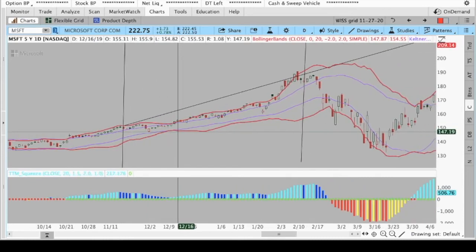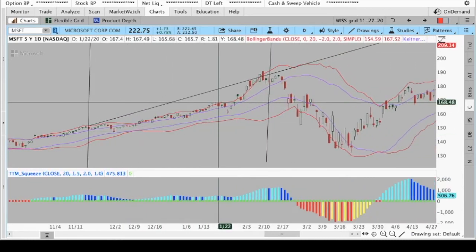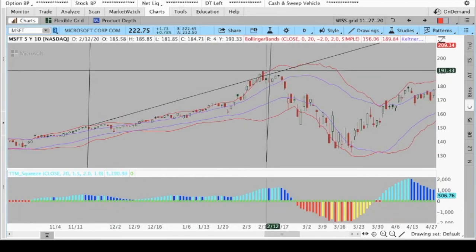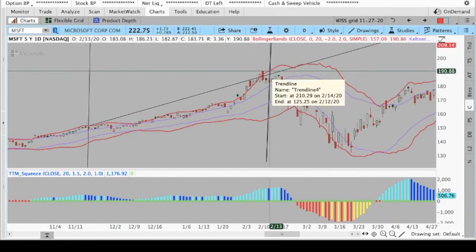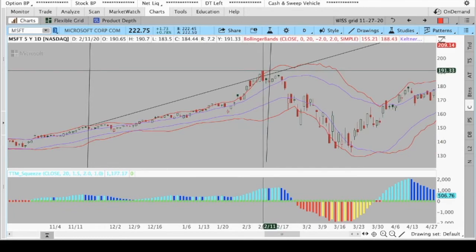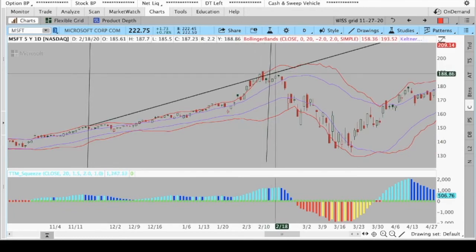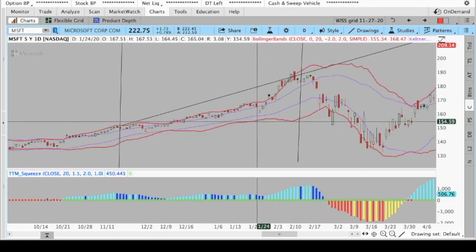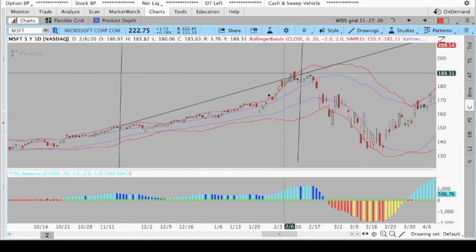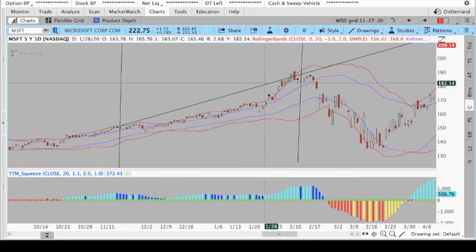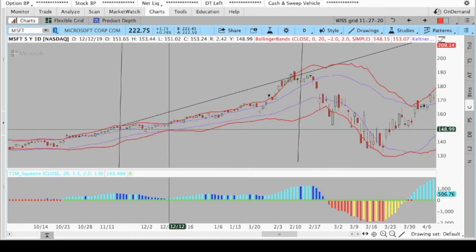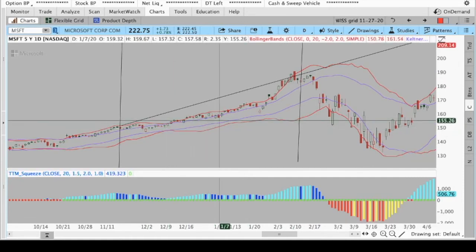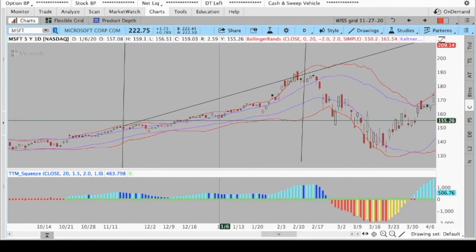If you look here, this squeeze continued up to, like we said, around February of 2020 before we had a significant pullback. This move was $150 up to about $190. So that was a 40-point move in 4 months. Pretty nice.